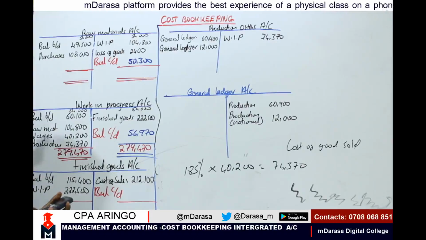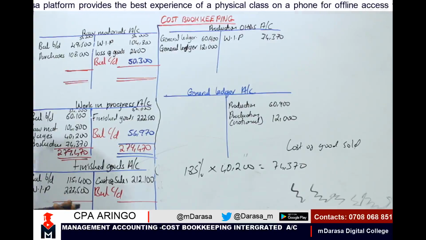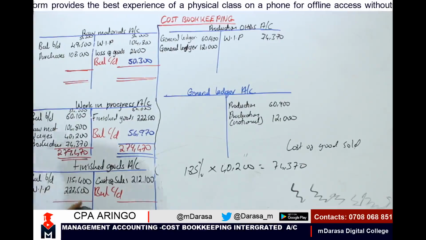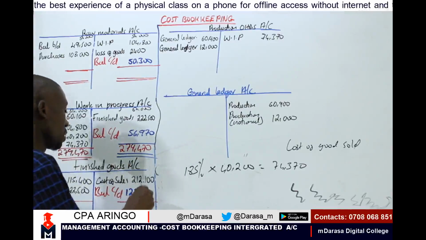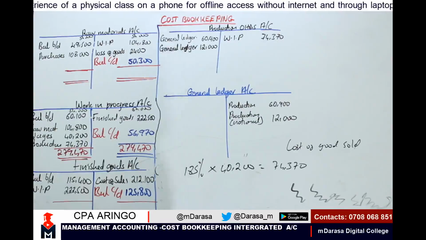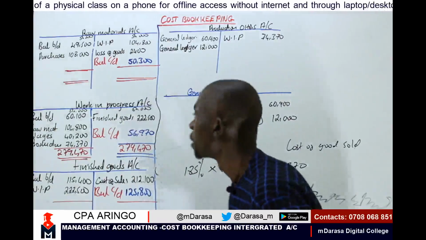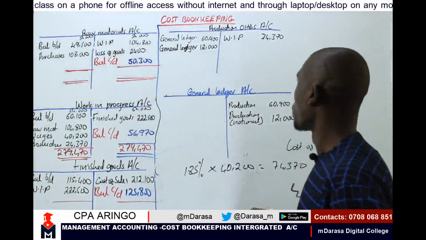115,400 plus 222,500. I'm going to deduct 212,100. That should give us 125,800. So you are done with that up to that point, believing that you are all okay. So looking at the next component will be under our production.